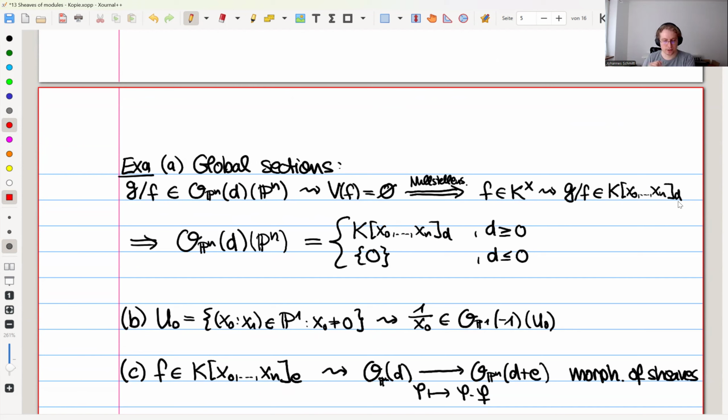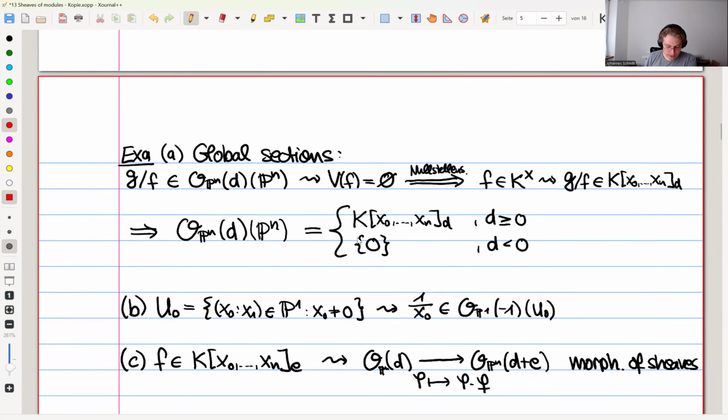So this is a polynomial of degree d, homogeneous. Of course, this d is allowed to be an integer. This only works when d is at least 0, in which case the global sections are given by these homogeneous polynomials of degree d. If d is less than 0, sorry, here we want really less than 0, like this, then you get just 0, because for d equals 0, actually you still get the degree 0 part, which is just k. You get constant functions. Okay. So these are the global sections.